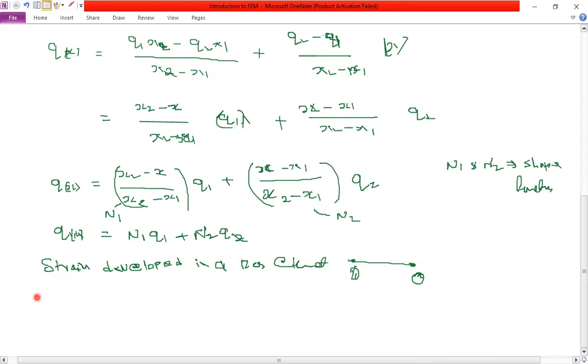In nodal numbers 1 comma 2, I would like to define the strain which is developed. The strain can be defined as the change in displacement, that is q of x. We have to differentiate q of x with respect to the distance x. If you do the differentiation of q of x with respect to x, you are going to get the strain.